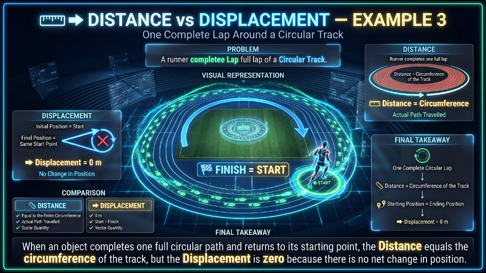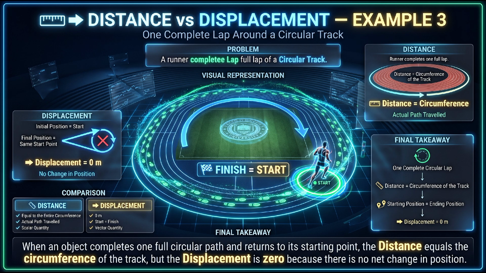Distance always measures the complete path covered by an object, regardless of its direction. In this case, the runner has completed one full lap around the circular track. So the distance traveled is equal to the entire circumference of the track. If the circumference of the track is 400 meters, then the distance traveled is 400 meters. If the circumference is 500 meters, then the distance traveled is 500 meters. In general, for one complete lap, the distance is always equal to the circumference of the circular track.